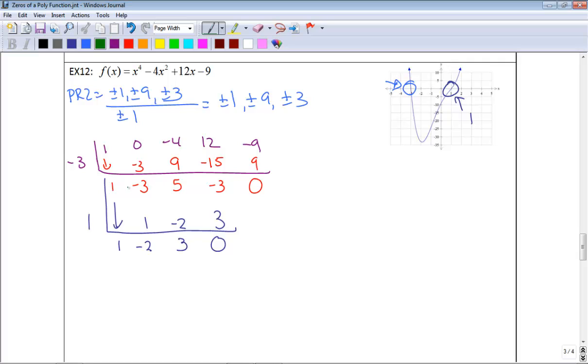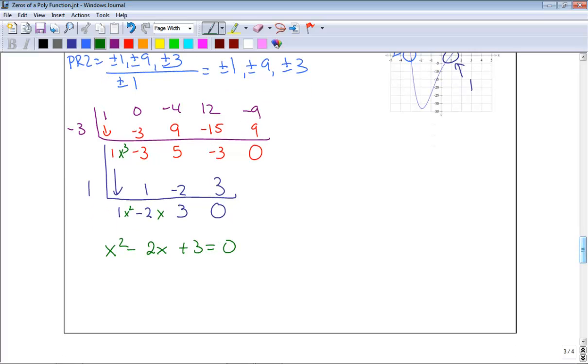What kind of polynomial is this? Remember, if this is the fourth power, this is cubed, and this is squared. So can I solve a quadratic? Yes, I can solve any quadratic. So this is now x squared minus 2x plus 3 equals 0. Can I factor that? No, I can't factor that. I know how to solve quadratics though, so we can do this by the quadratic formula. So a is 1, b is negative 2, and c is 3.